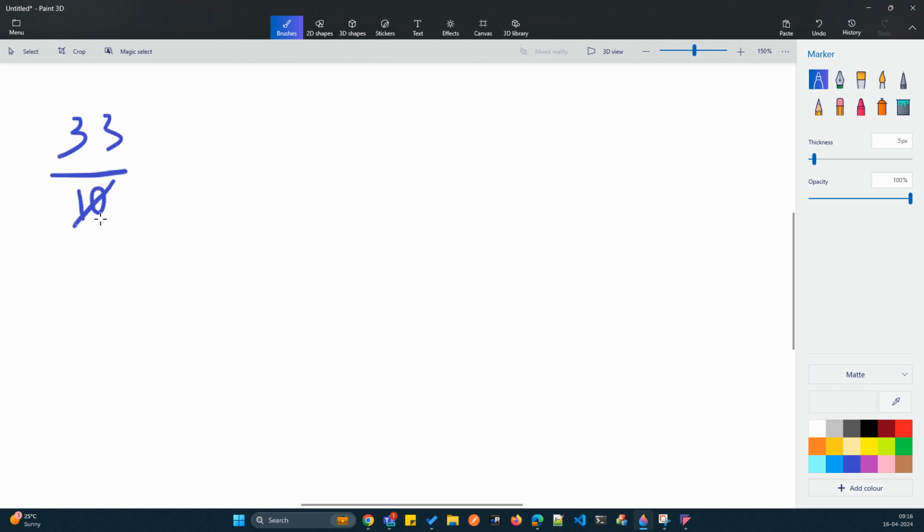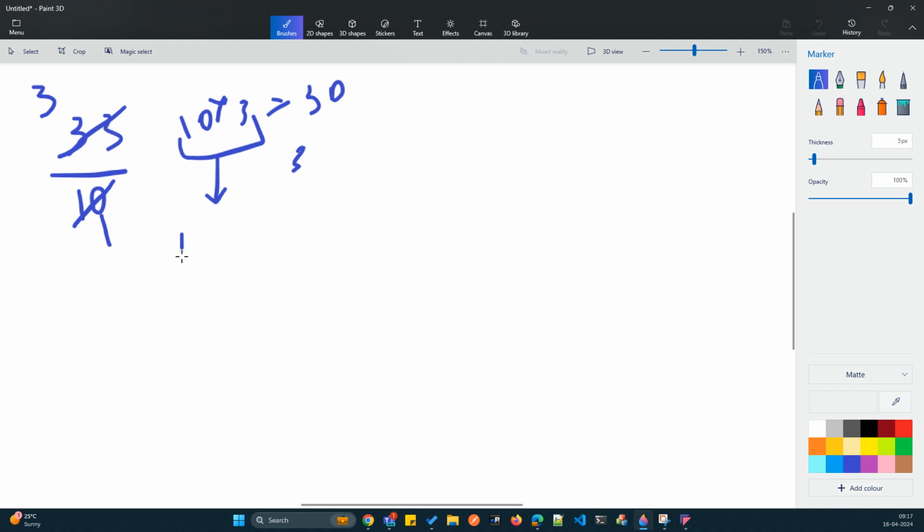Ideally we know that 10 threes are the maximum multiple, right? 10 threes, that will be the answer. 10 into 3 is equal to 30, and the remainder will be 3. This is how we approach it, but the thing here is we are not supposed to use the multiplication operator. So what we can instead do is keep on adding the 10 until I get the value that is less than or equal to 33.